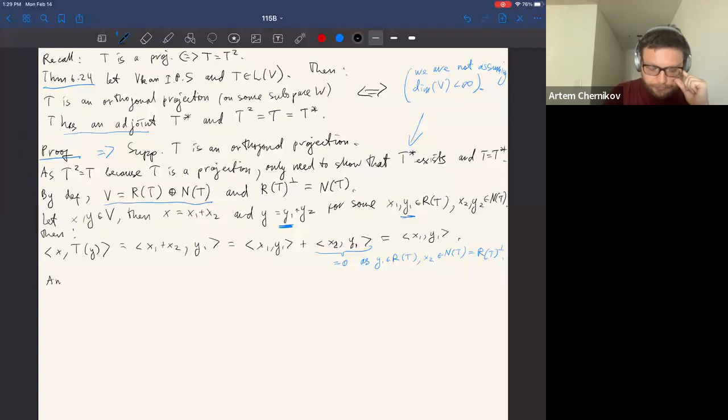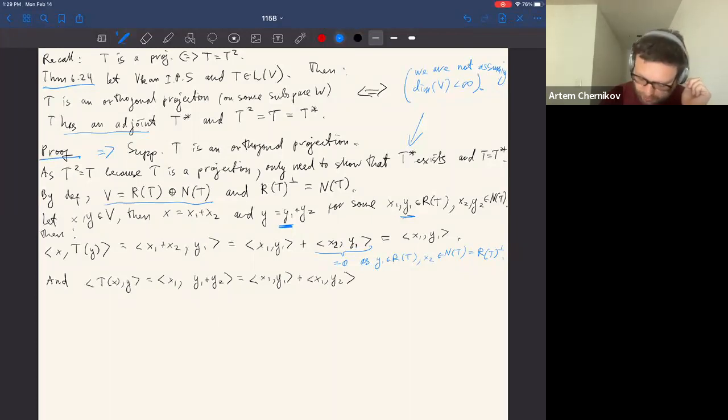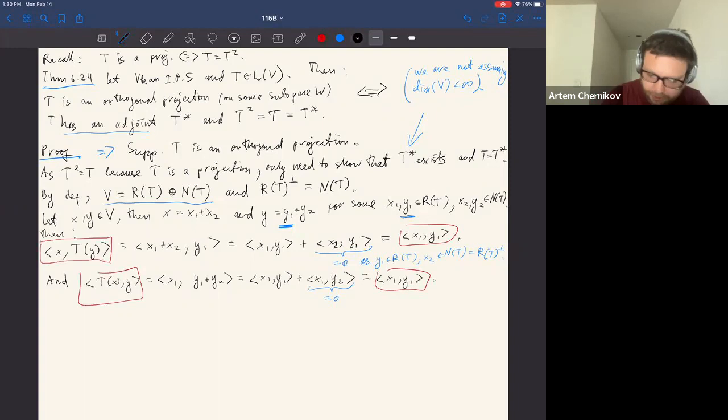And we also have similarly that if you look at the inner product of T of X with Y, we get that this is equal to the inner product of X1 and Y1 plus Y2. Now, again, this can be opened as X1 inner product Y1 plus X1 inner product Y2. This is going to be 0 again by the same reasoning, since they have to be orthogonal, coming from the range and the null space. And so we are left with simply X1 inner product Y1. Okay, so we obtain the same thing on the right, so it means that the things on the left are also equal. So we conclude that the inner product of T of X with Y is equal to the inner product of X with T of Y.